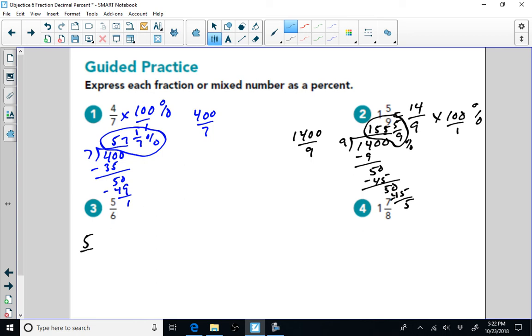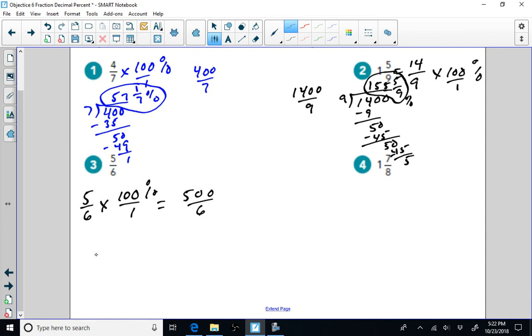Okay, let's take 5/6. I'm going to recopy that down here. 5/6, I want to multiply that by 100%. Put that over 1. That becomes 500 over 6. I do a little long division here. 6 into 500. Right? To find the percent.